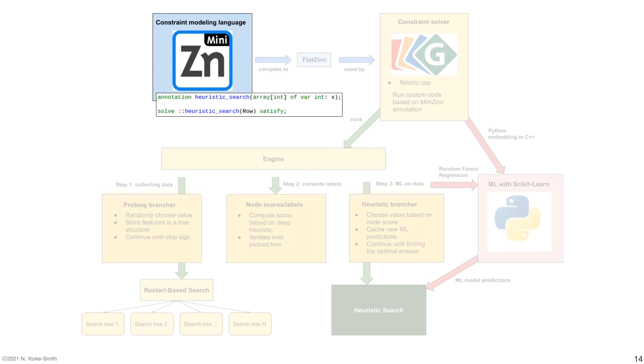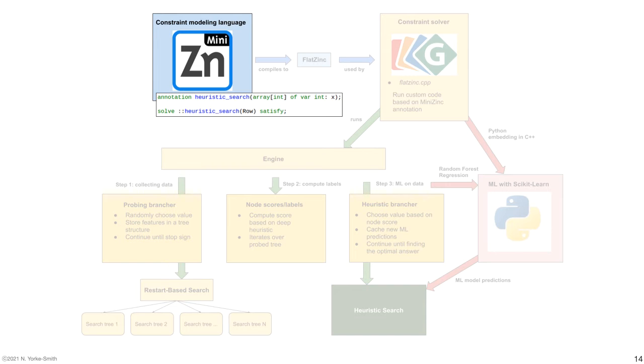So here's our framework overview again, and now I'm going to go through it step by step. The input is a problem modeled in MiniZinc, and we made a custom search annotation in MiniZinc. We called it heuristic search, and then you can just do solve heuristic search. For example, in this fragment here, row is the array of variables we want to search. So MiniZinc is very easy. All you do is just specify this new annotation.